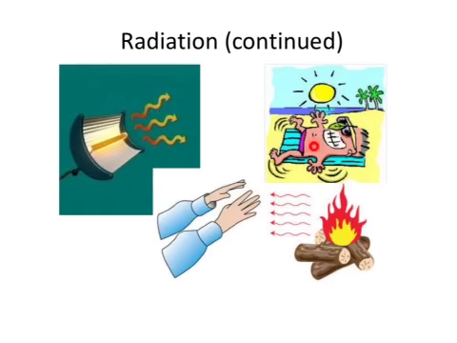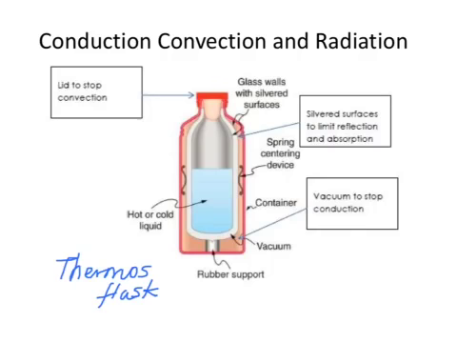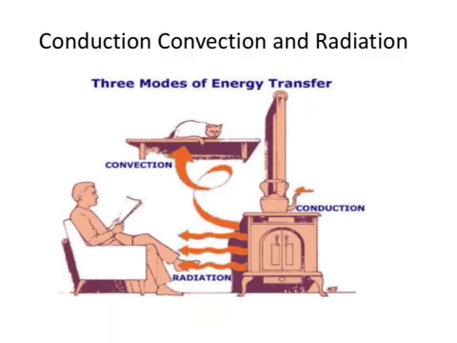Examples of radiation. Anything that is hot or warm gives off infrared waves. When you cook something in a pot over a stove element, you have all the three modes of heat transfer happening. This is a thermos flask for keeping hot liquid in or cold liquid in. You can study these in detail yourself. Another example of three modes of energy transfer happening at the same time.